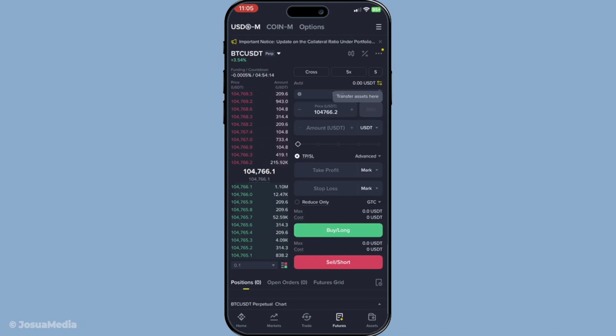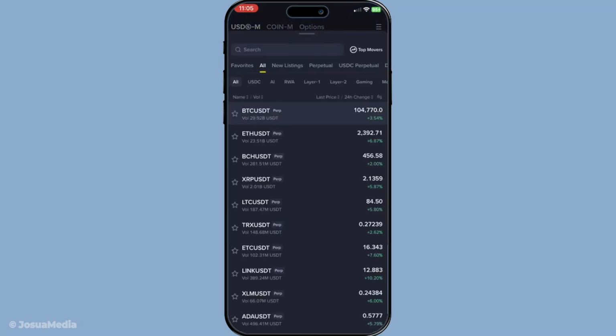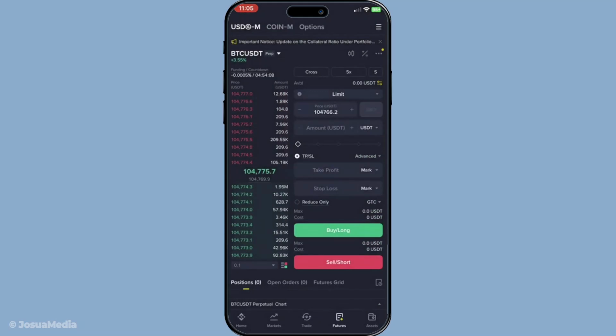Once you're there, the next step is to search for and select your desired crypto pair. For the sake of this tutorial, let's consider the BTC USDT pair, one of the most commonly traded on the platform. Finding your pair is crucial. It dictates what asset you'll be shorting and is the basis of any trades you'll make.